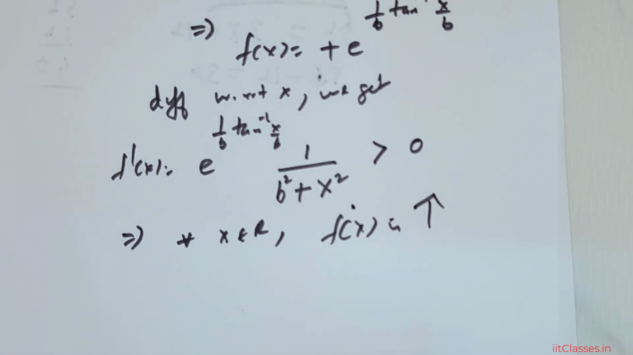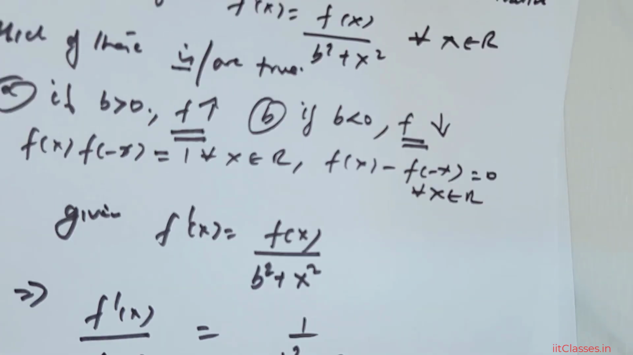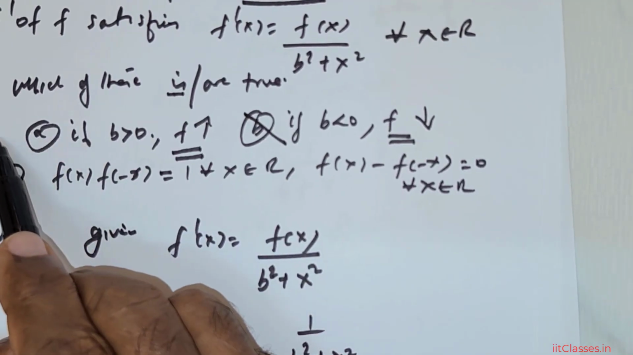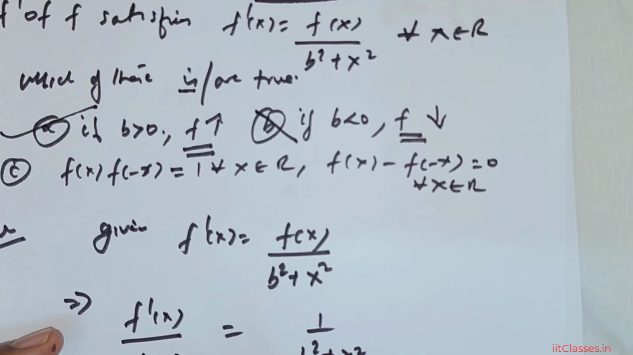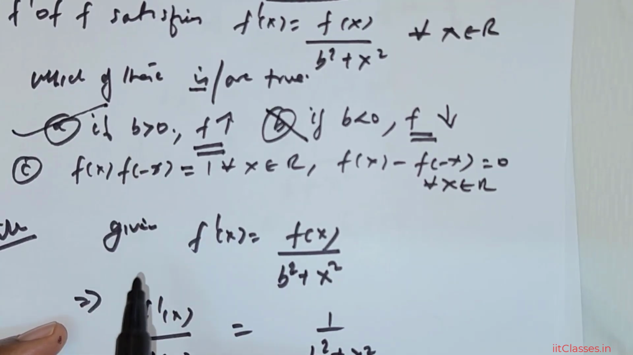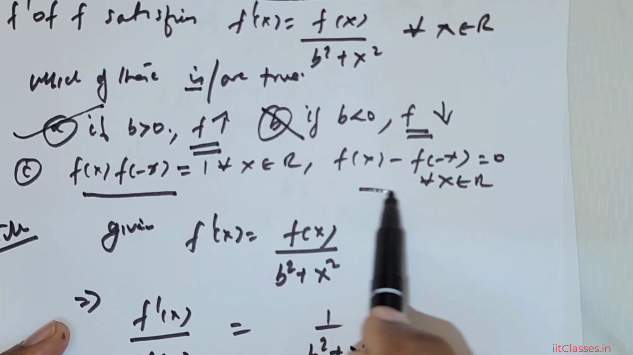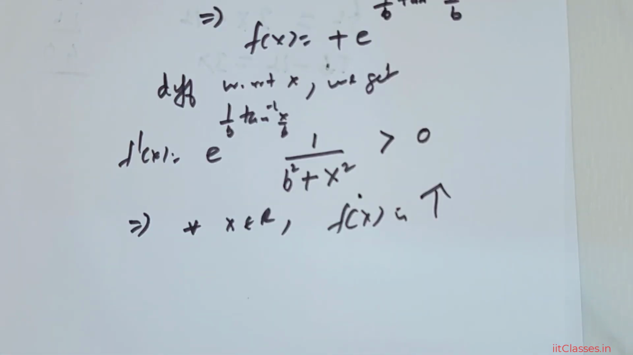So go back to the choices. So this is ruled out. So this is okay for b greater than 0. Now we need to zero in on either this or this. We need to check for these two choices also.